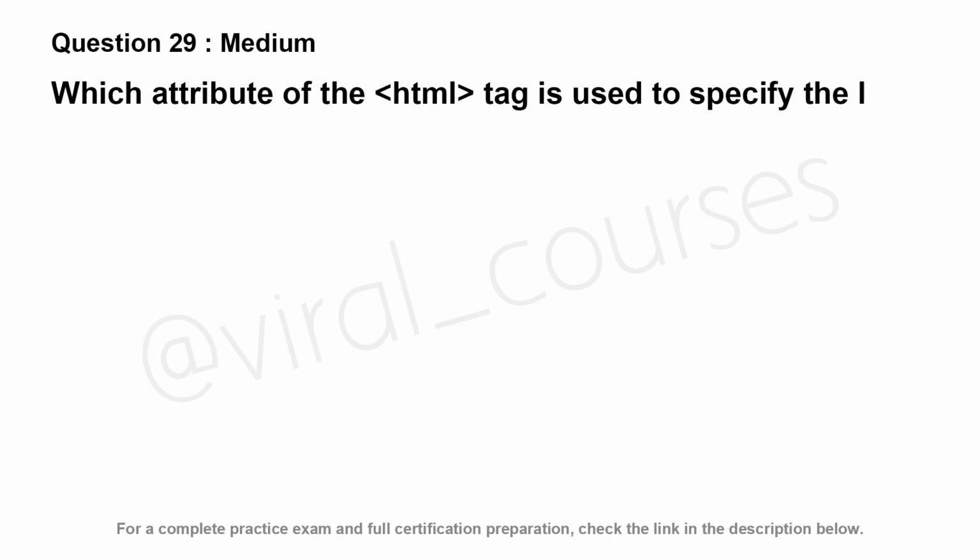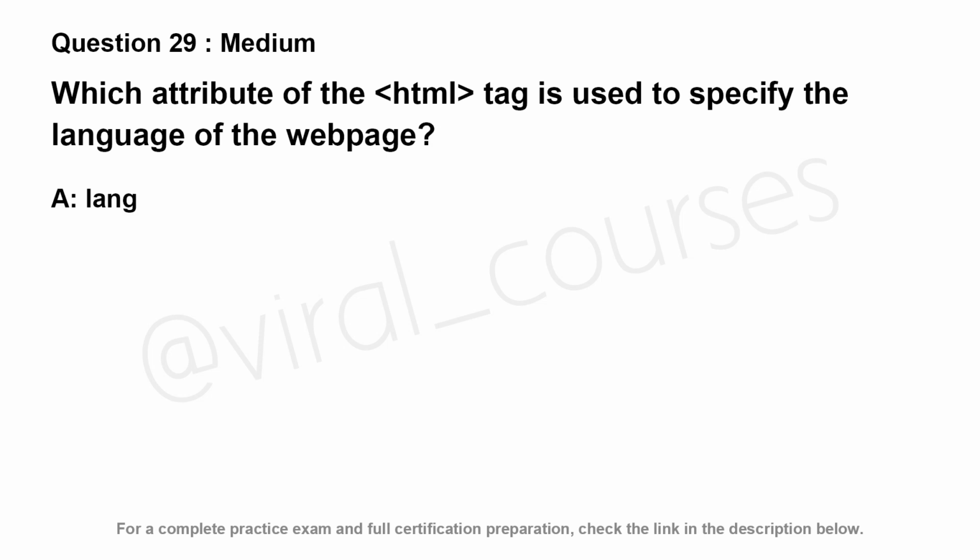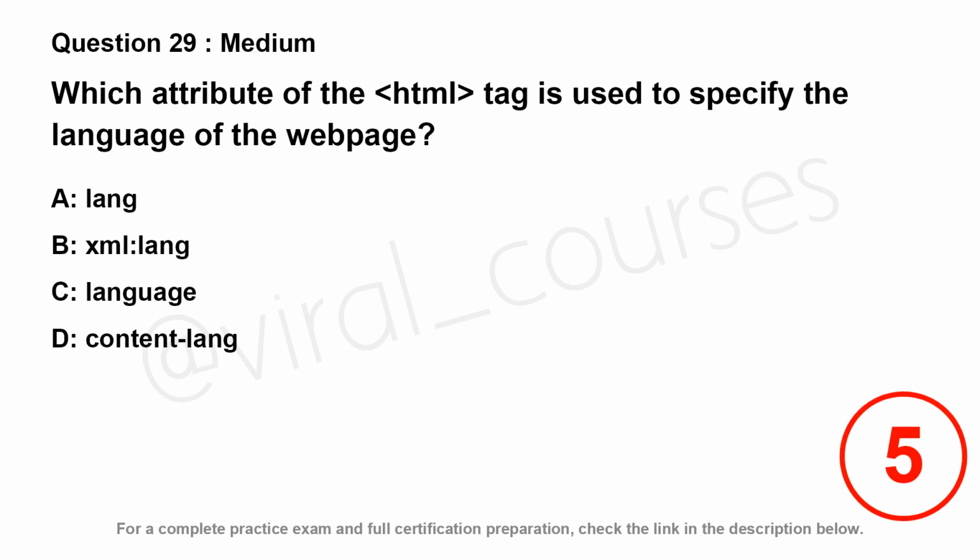Which attribute of the <html> tag is used to specify the language of the web page? Option A, lang. Option B, xml:lang. Option C, language. Option D, content-lang.